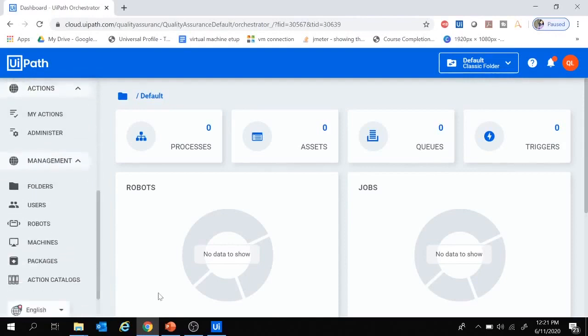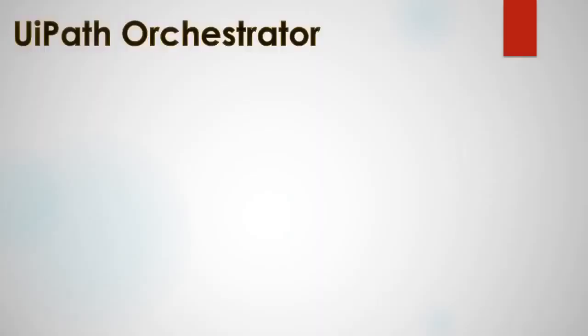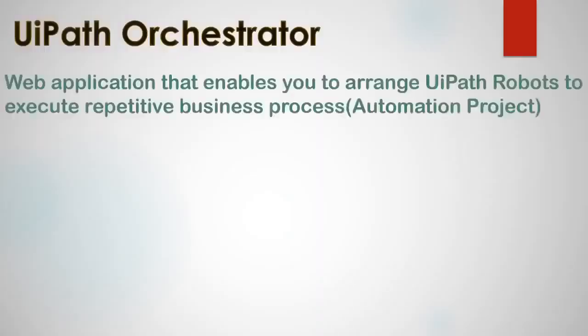So what we learned so far for UiPath Orchestrator? This UiPath Orchestrator is a web application that enables you to arrange UiPath robots to execute repetitive business processes, that is to execute the automation project. Now to do so, this Orchestrator follows a step-by-step process. So let's look into that step-by-step process.